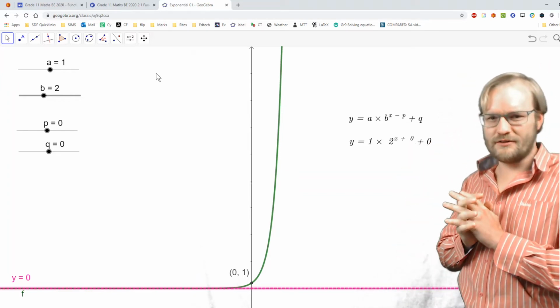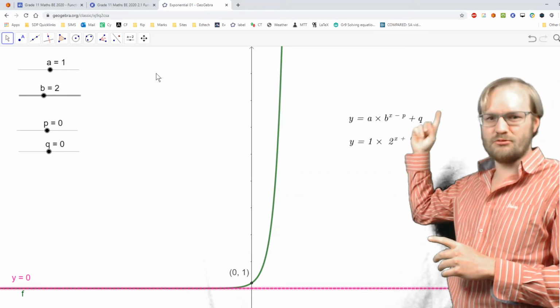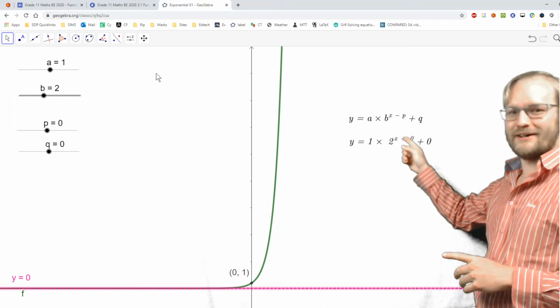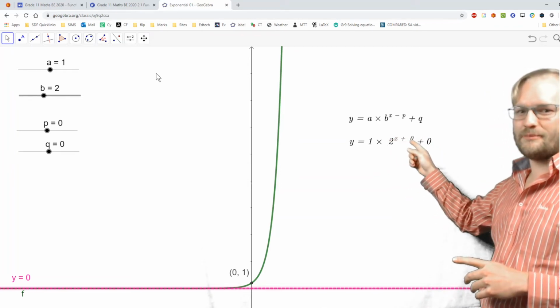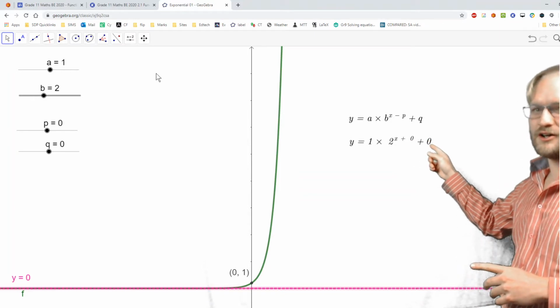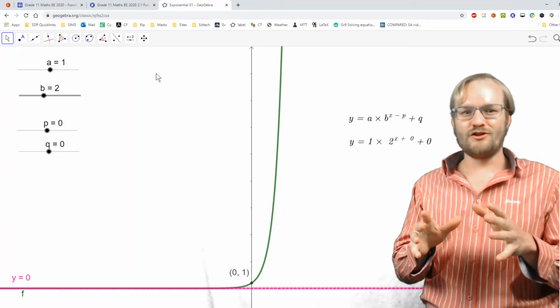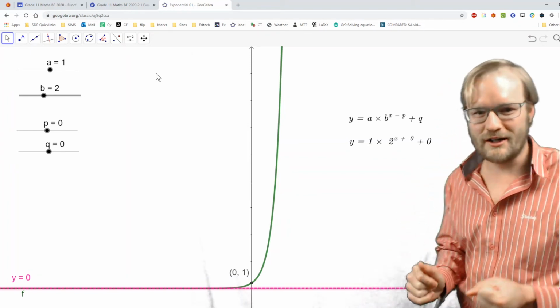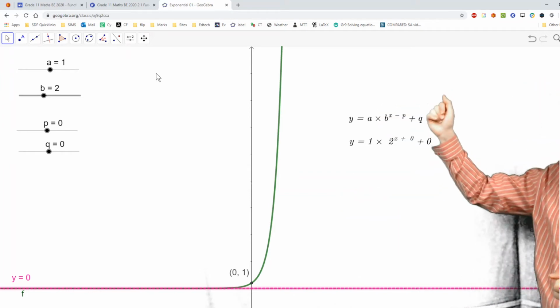If we're given this function, a is 1, we're not going to add a p, and we're not adding a q either. So we've just got the most basic function here, y equals 2 to the power of x. What does it look like? Well, there it is, it goes up and it rises exponentially.